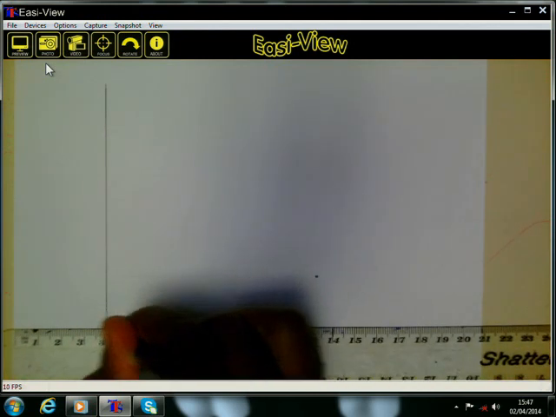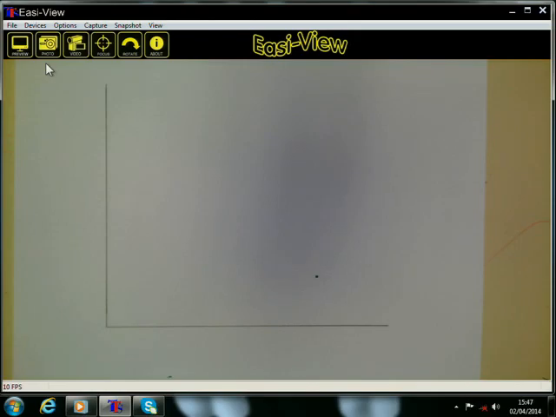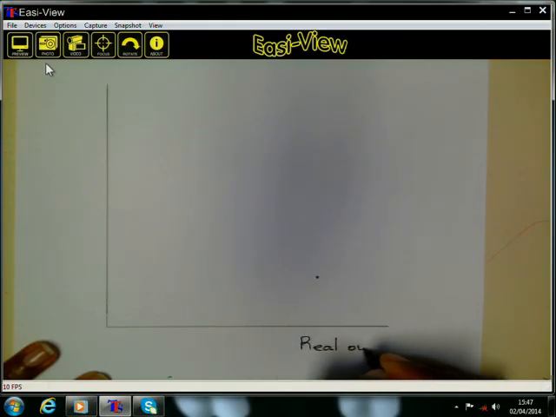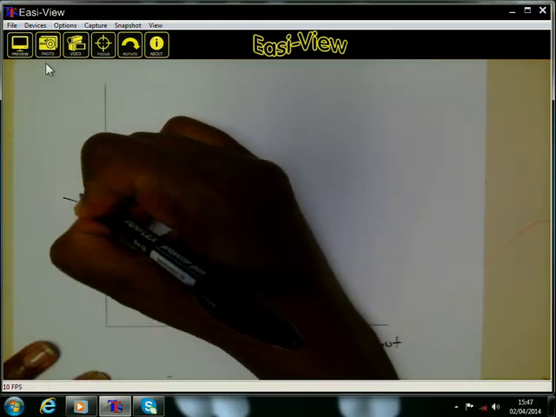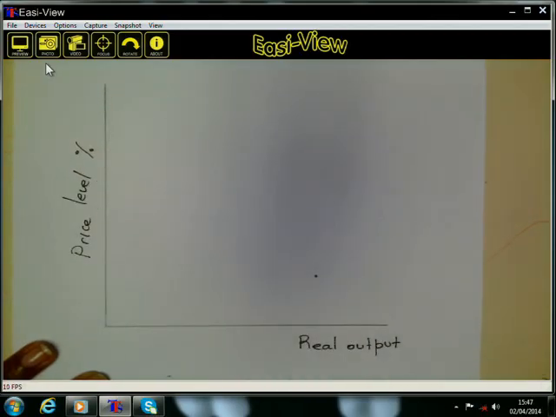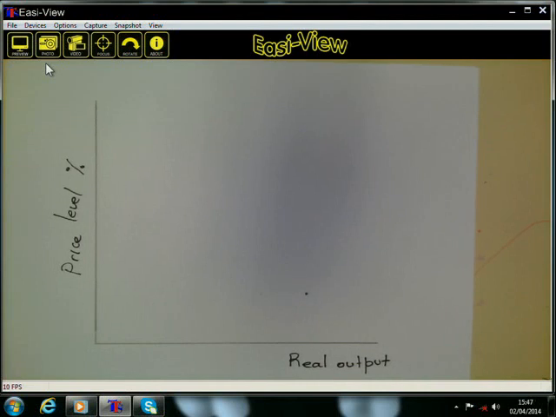So we have our graph here. I'm very notorious for drawing lines. I hope I can draw the straight ones. At least here I have a ruler. So there we have it, to see how this happens. On this axis we have real output, and on this side we have price level. Right then. So now what are we saying?